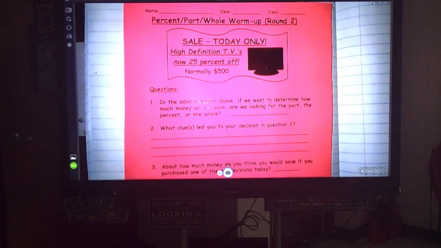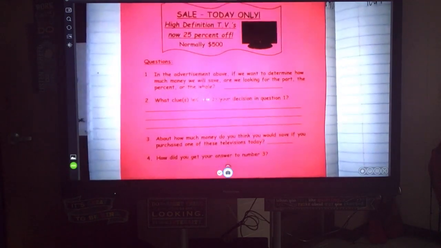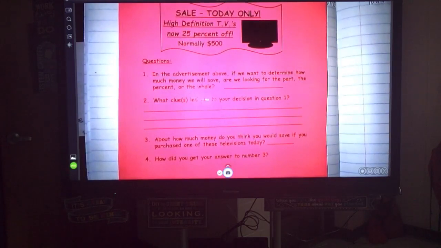All right, it says, number one, in the advertisement above, if you want to determine how much money we will save, are we looking for the part, the percent, or the whole? All right, so what we're going to do is a stand up, sit down kind of thing. So stand up if you said the part. All right, have a seat. Stand up if you said the percent. Okay, and then stand up if you said the whole.